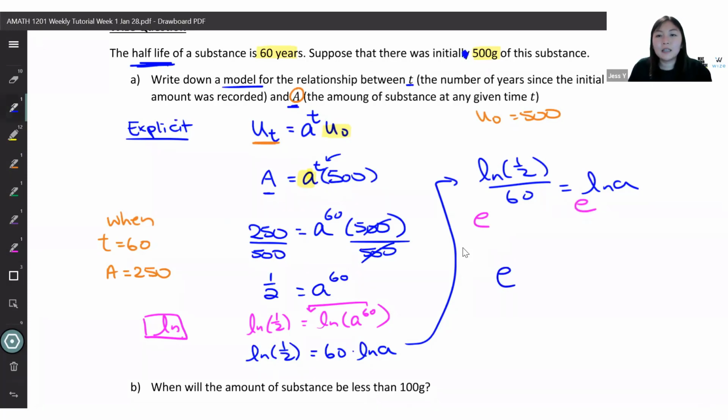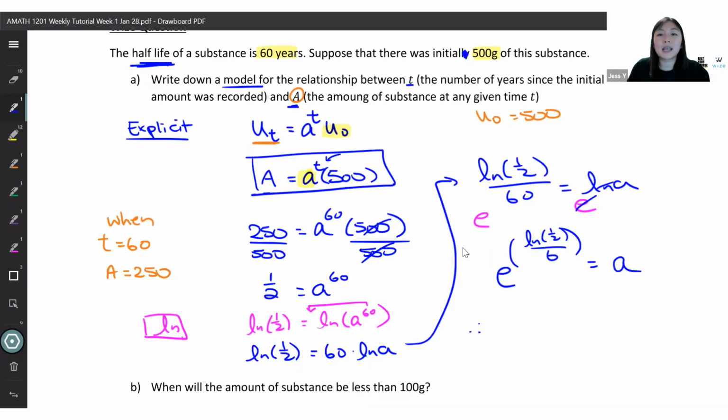So we have E to the power of ln of 1/2 divided by 6 equals, E and ln cancel, that's an A. So therefore, the model that we want, remember, go back to your original. This is the model we want, but now we're going to replace A with this ugly E to the something. So A is going to be E to the ln 1/2 divided by 6 times 50, or times 500. That is your model here.